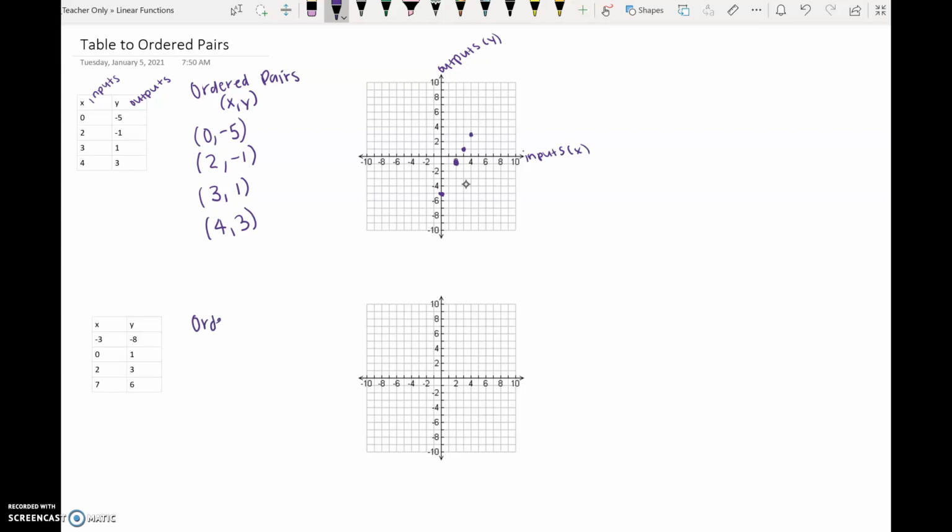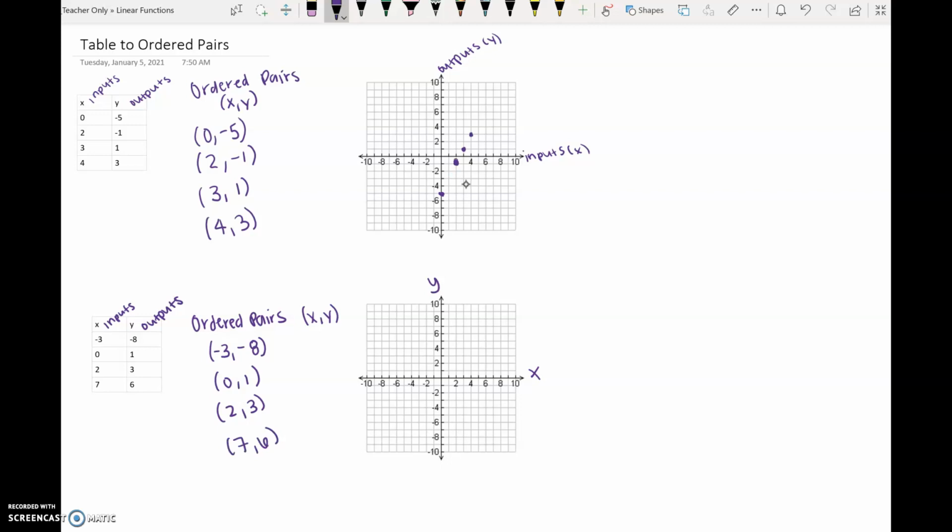Let's try this one more time. Again, I have inputs and I have outputs. So I'm going to change them into ordered pairs, which then I'm going to put on a graph. So -3 matches with -8, 0 matches with 1, 2 matches with 3, and 7 matches with 6.